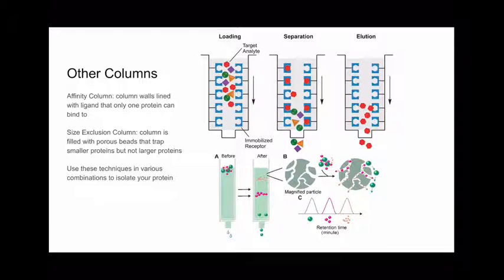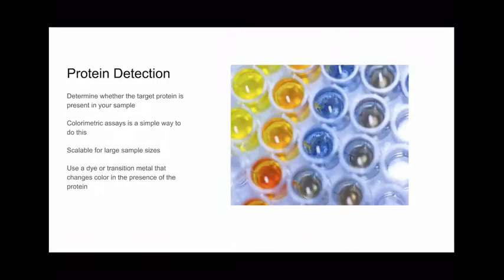In this column, the column is filled with porous beads. Each bead contains a convoluted network within, which is small enough so that large proteins cannot enter, and so they will go around the beads and emerge from the column first. On the other hand, smaller proteins can fit inside the bead, and so they will take a much longer, windy path going through the beads and emerge from the column last. With these three types of column chromatography, you can use them in a wide variety of combinations to isolate almost any protein you desire.